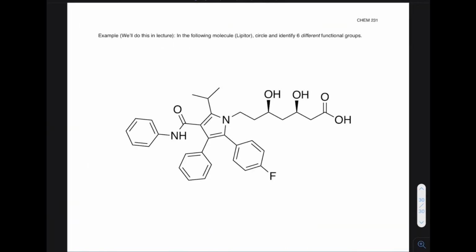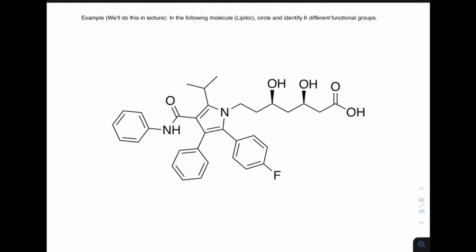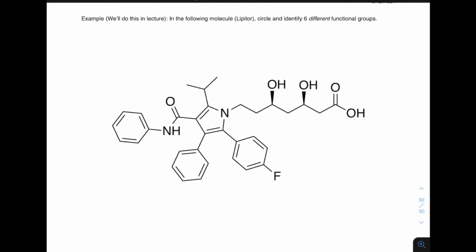So for an example we'll do in class, and I think this will be some good experience, go through and identify 6 different functional groups in this molecule. So go ahead and circle them and list what they are. You can do every single one, if at all possible, but try to get at least 6 different functional groups. All right.